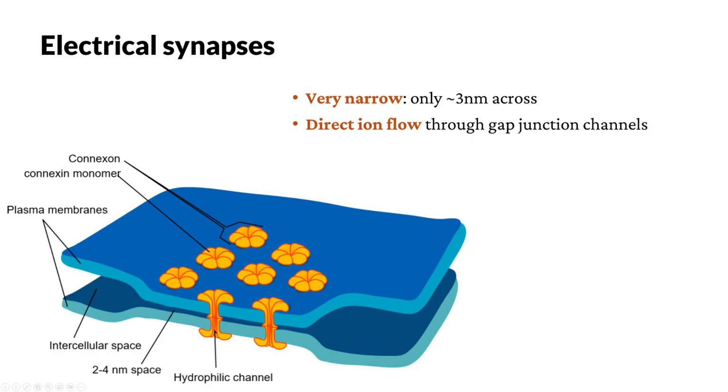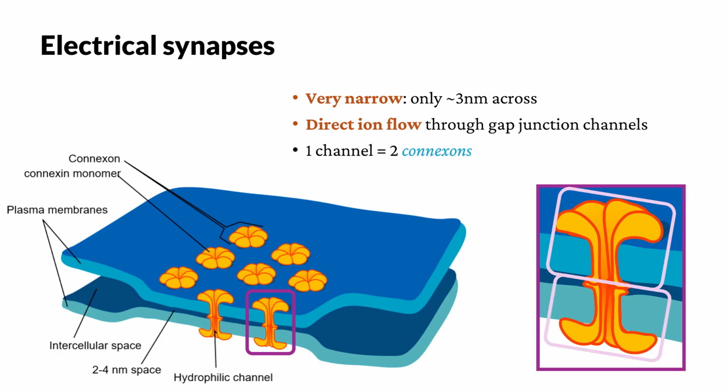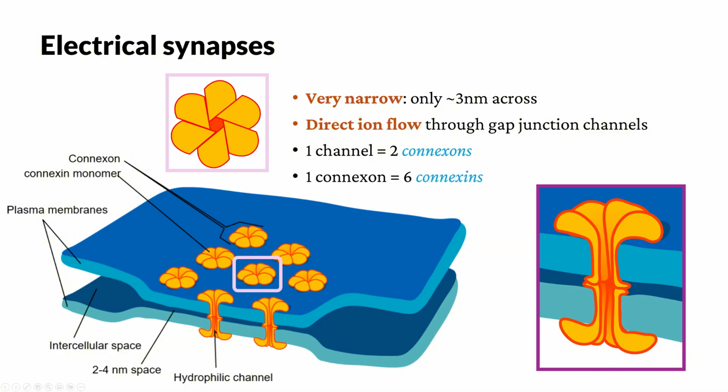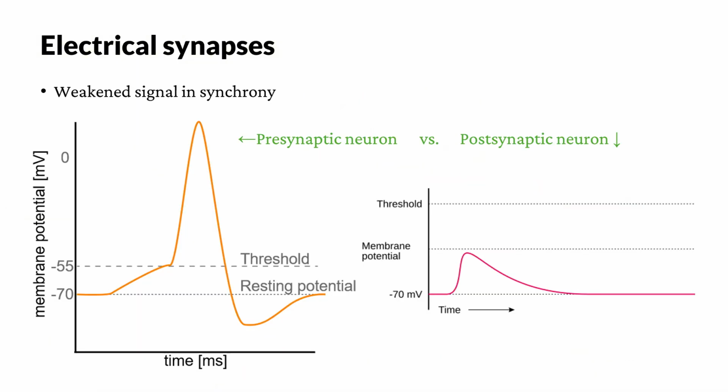The ions in the action potential of one neuron will flow directly to the second neuron through these channels. Each gap junction channel is made of 2 connexons, and each connexon is made of 6 connexins, as the zoom-in graph shows here. Electrical synapses allow a weakened synchronizing signal. That is to say, the action potential of the presynaptic neuron flows directly into the second neuron. We can see this clearly in the graph on the left side of the page.